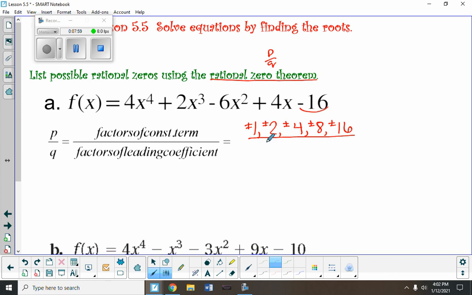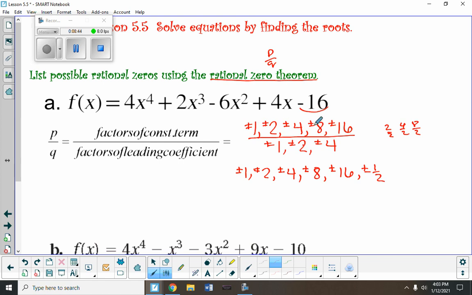And then the factors of 4. Okay, so we're going to take all of these and divide by 1. And then we're going to take all of these and divide by 2. So it'd be 1 divided by 2 is 1/2. Now, 2 divided by 2, that's 1, and that's already on the list. We don't have to list it again. 4 divided by 2 is 2, and that's 2. 8 divided by 2 is 4, and that's on the list. And 16 divided by 2 is 8, and that's on the list.